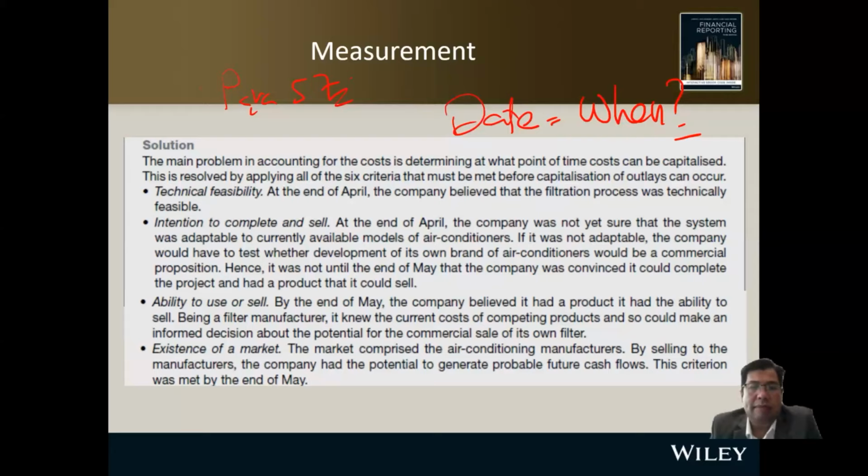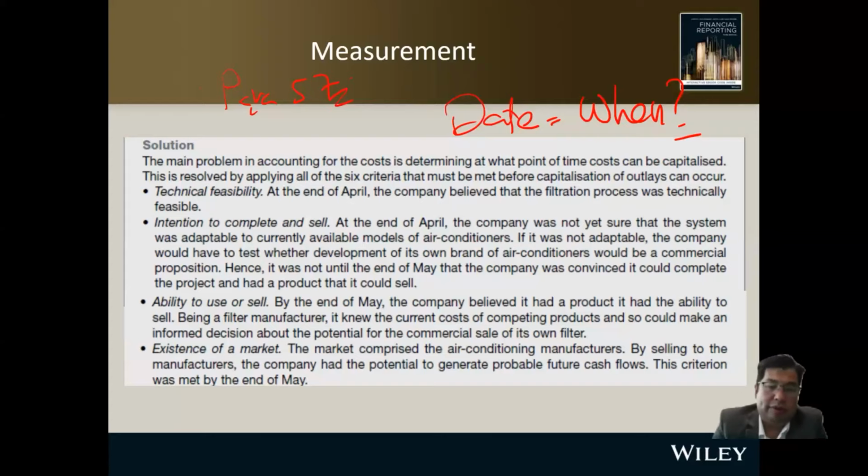Criteria number 3 is ability to use or sell. At the end of May, the company believed that the product is ready. They have the ability, they have the customers to sell the product. They have the manufacturing capability. They have acceptance from the market, from the customers to buy the products. Number 4, existence of the market. In this context, the market comprises the AC manufacturers.